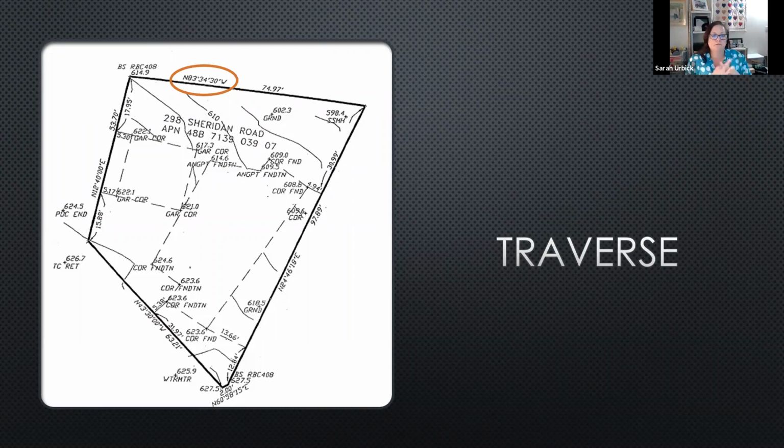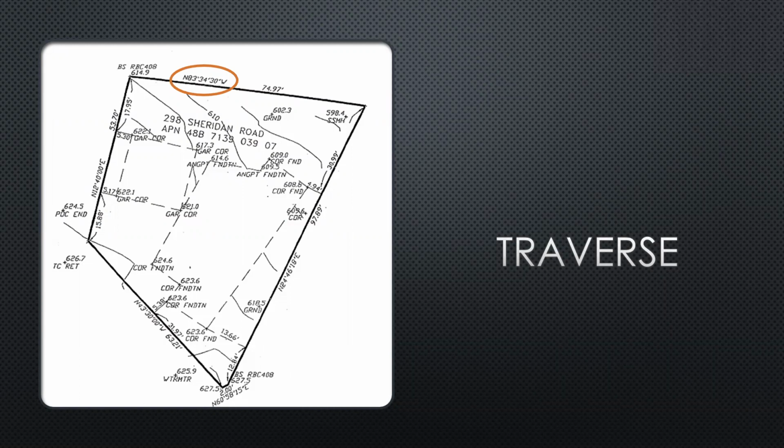So for every horizontal component, there is a vertical component. So we have horizontal and vertical distances. We have horizontal and vertical angles. What's number 5? Do you remember?